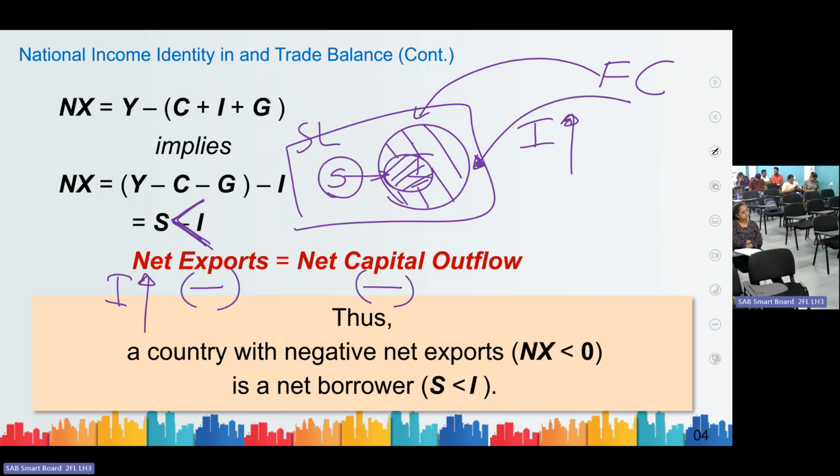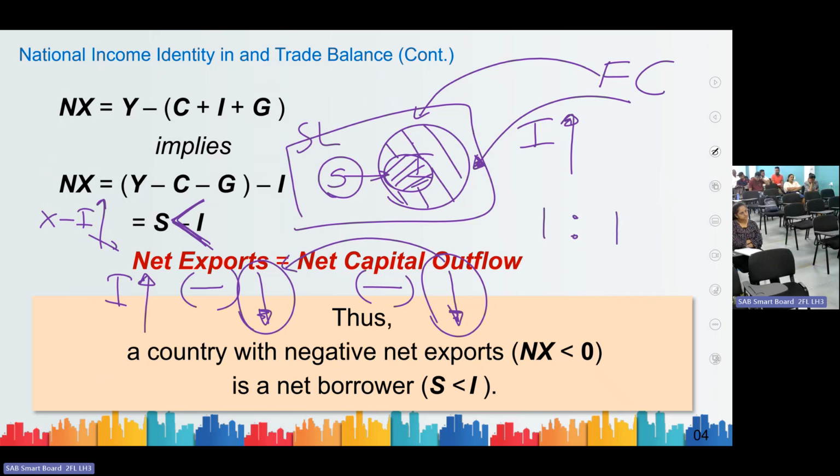Net export will report a negative value because net export is exports minus imports. When imports go up, net export will be negative. So when there is a decrease in net capital outflow, net export value also will decrease. That is a perfect positive, one-to-one relationship between net export and net capital inflow or outflow.